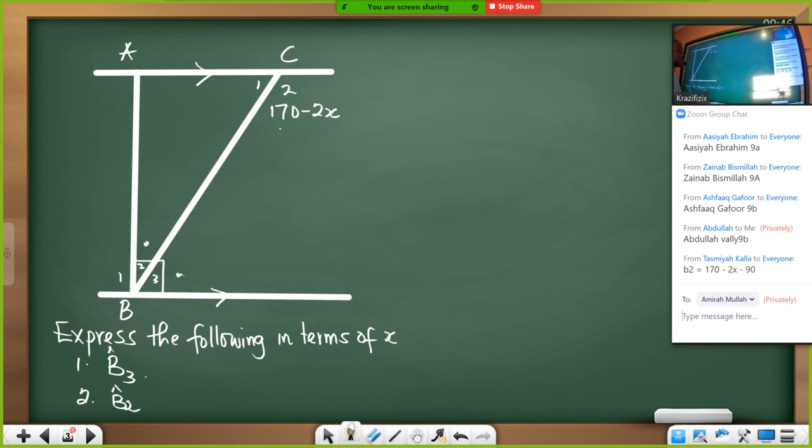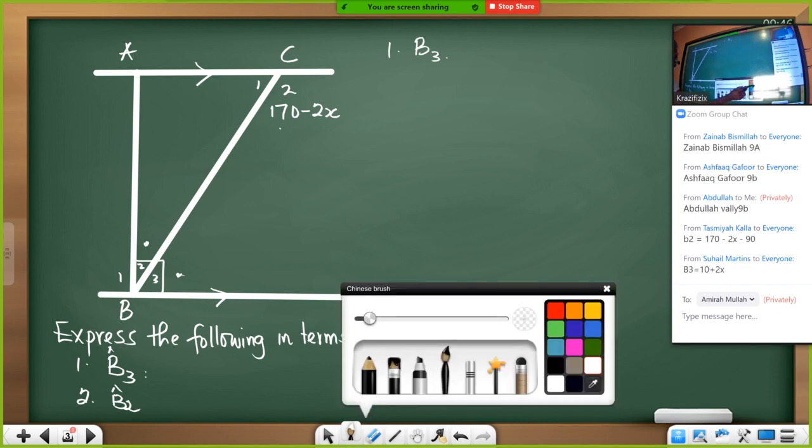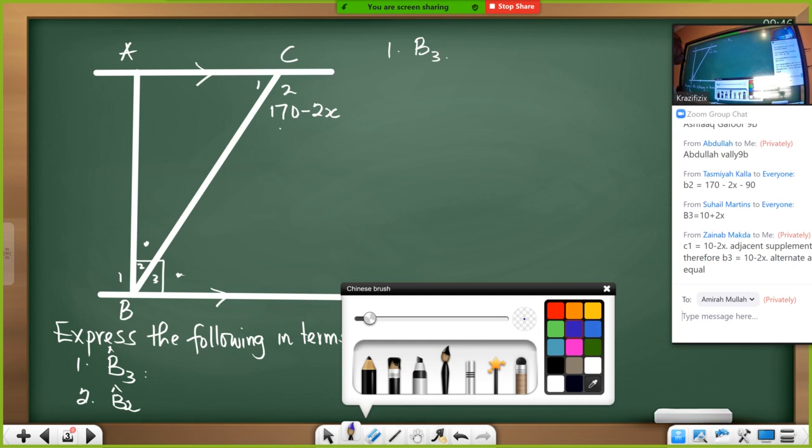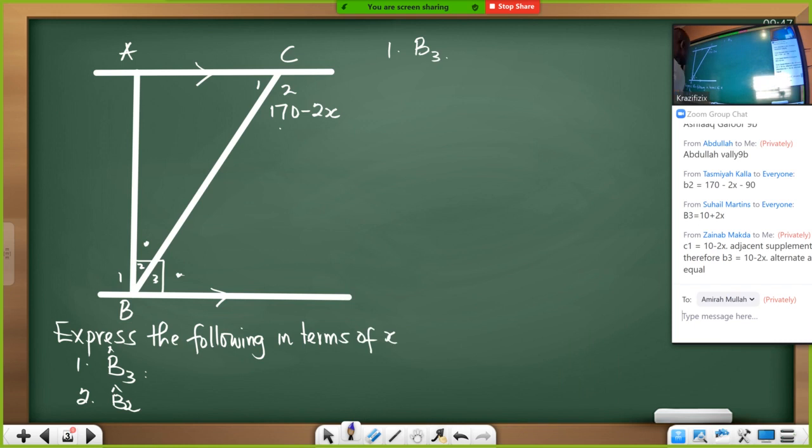Let's get B3. Okay, sorry, Tasmia, I jumped the gun. Let's look for B3 first. Number one, B3. What is B3? And I need your reason as well. Guys, we're looking for B3. You don't need to go that far. Zainab, you don't need to get C1. All right, I see your B3, alternate angles. That's what I want. Why is your B3 10 minus 2x? Why 10? We're looking for this angle.